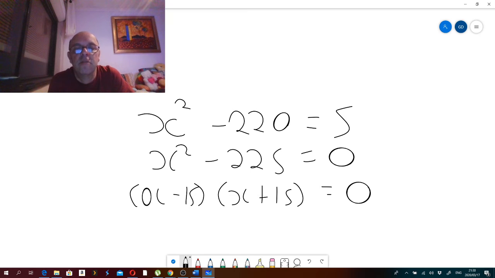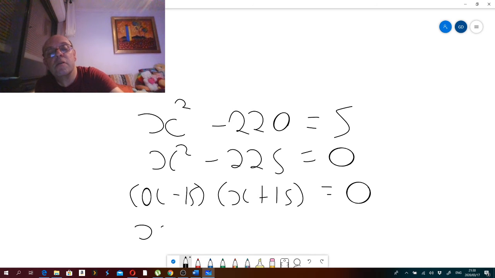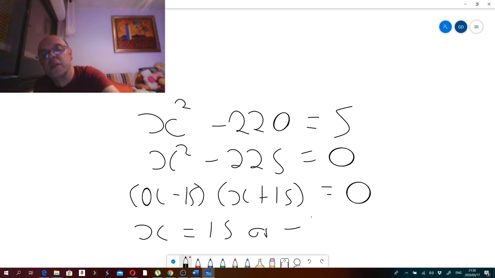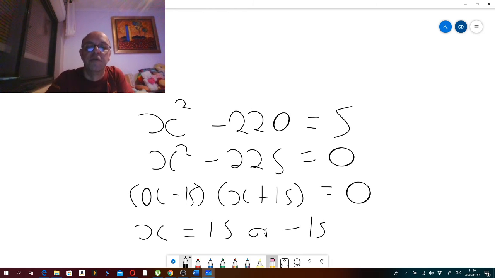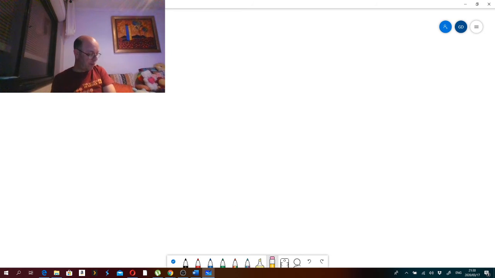Alright, 15 times 10 is 150. And if you multiply that by half of 150, it's another 75. So 15 times 15 is 225. Okay, so there we go. X equals 15 or minus 15 again. There we go, and we've done that one. Also a difference of squares.